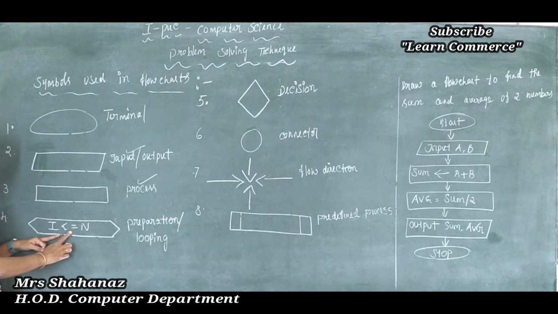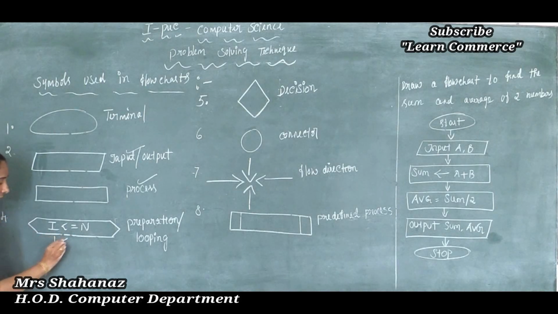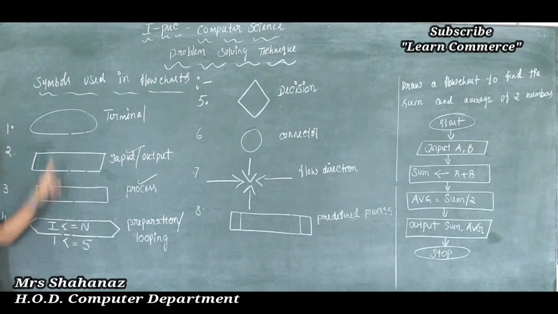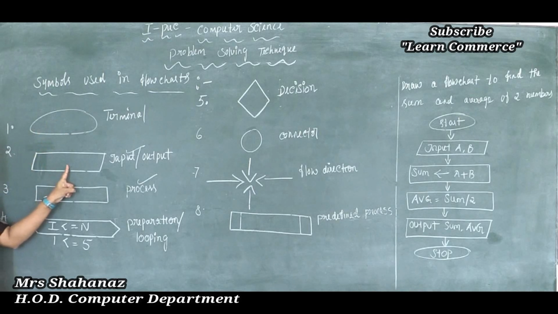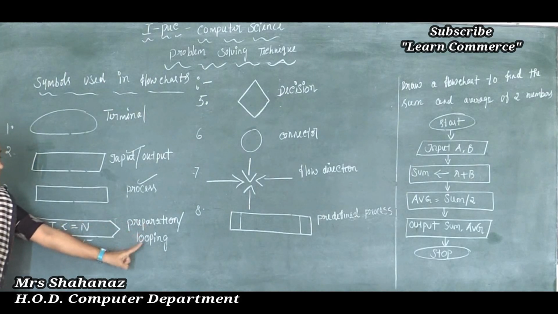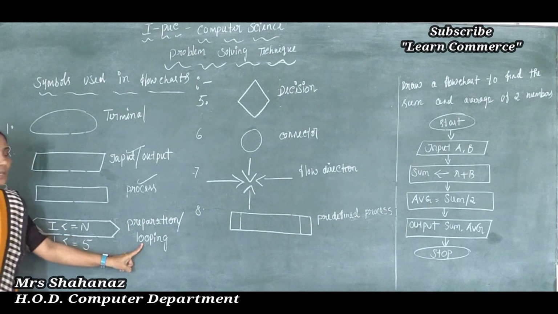Till then we are going to check the looping statement. Maybe the I value is 1 and the N value is 5. That means till there we are going to make the calculation. Clear this point? So this symbol is going to be used. We know the terminal symbol, input and output symbol, and the process symbol, and the fourth symbol's name is preparation, also called the looping symbol.